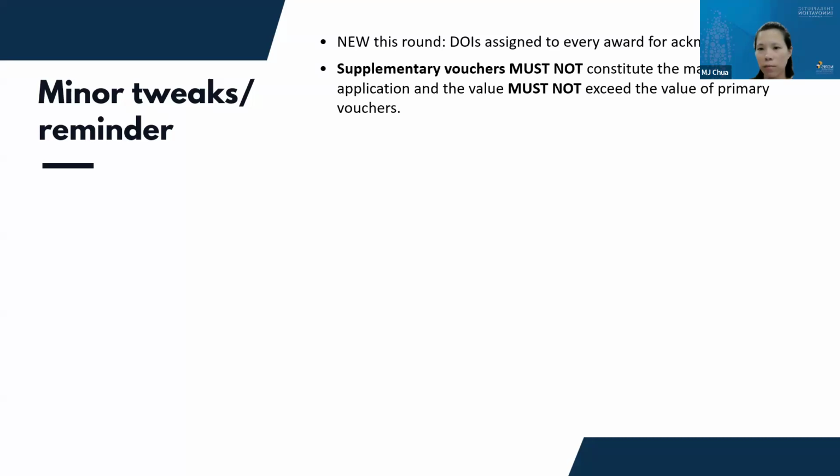Next, please. So supplementary vouchers, or Stuart spoke about supplementary vouchers before. These vouchers are intended to complement primary vouchers, and therefore supplementary vouchers cannot be the main focus of your application. So if you want to apply for a supplementary voucher, you must also apply for a primary voucher to access either a TIA or a Phenomics Australia facility. And the value of the supplementary voucher must not exceed the value of the primary voucher. Next, please.